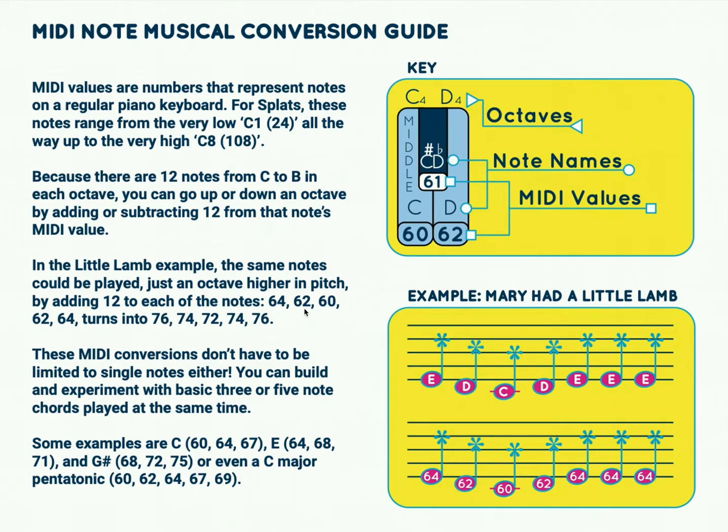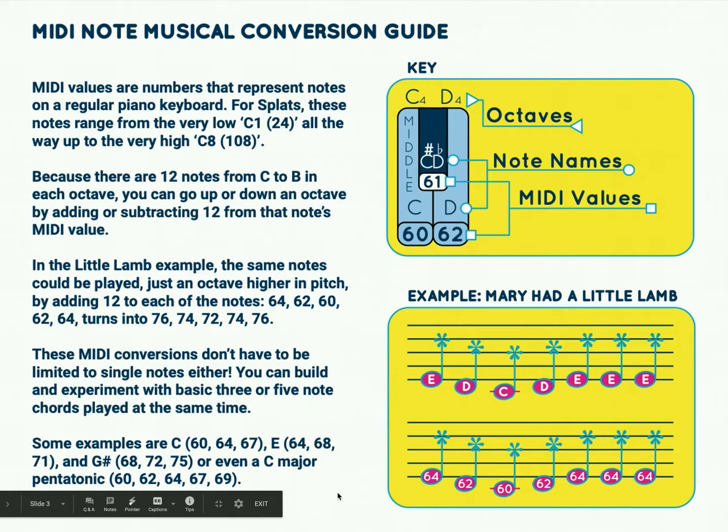So 64, 62, 60, 62, 64. You can see those notes here, and if you just add 12 to each of the notes, so 64 becomes 76, 62 becomes 74, 60 becomes 72, and then so on and so forth. And that allows you to play the same tune but one octave higher.